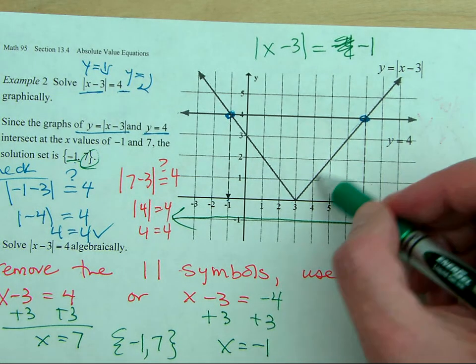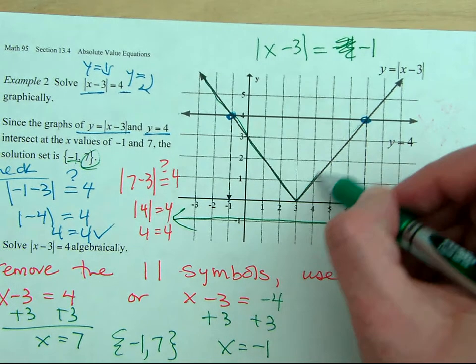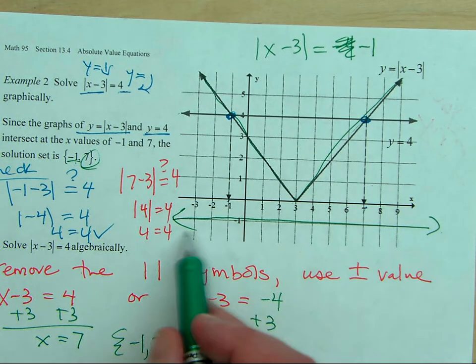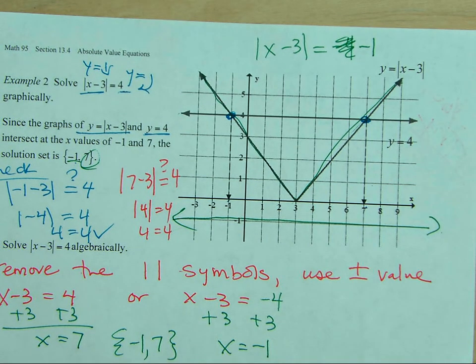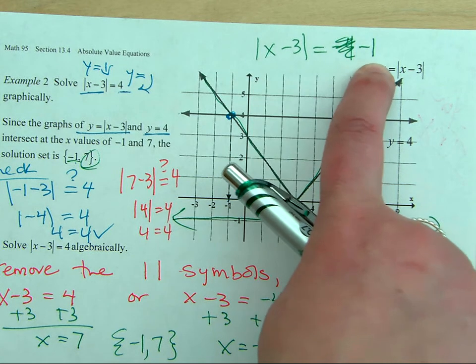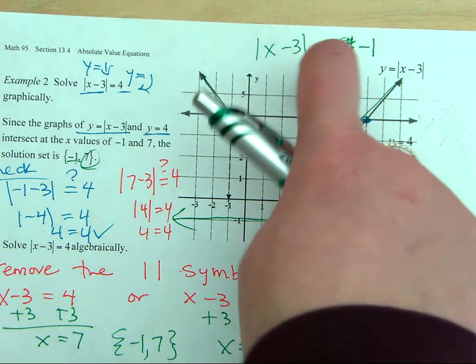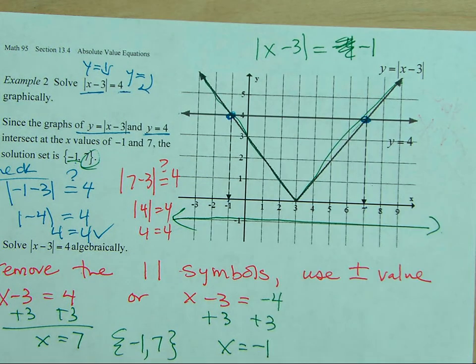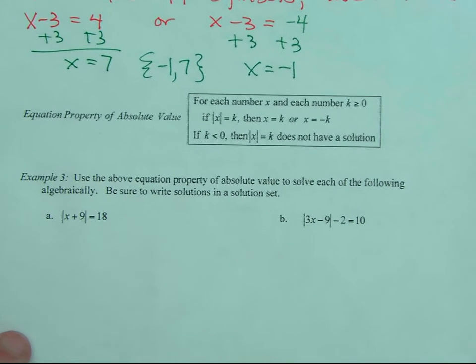Does the absolute value equation cross with -1? No, because absolute value cannot be equal to a negative. So right away, you could know there would be no solution to an equation like that. Okay, let's go ahead and look at two other examples then.